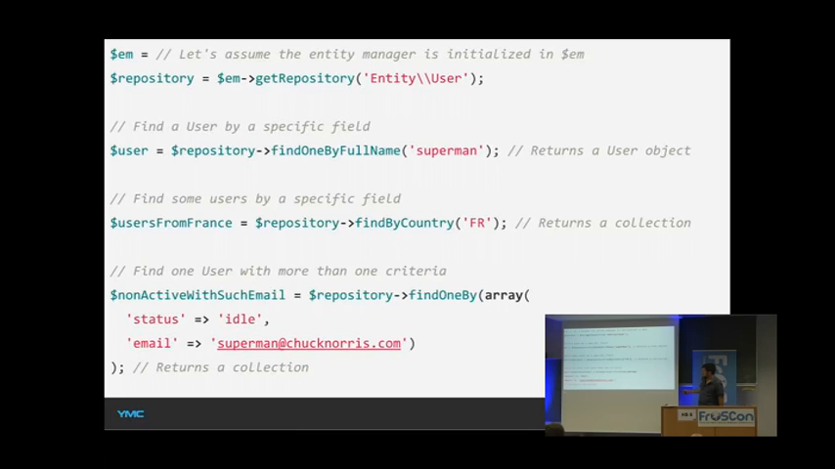As you see here, we can call find by directly, providing an array with criteria, for example, with a status and an email, and we will also have returned the collection of objects.